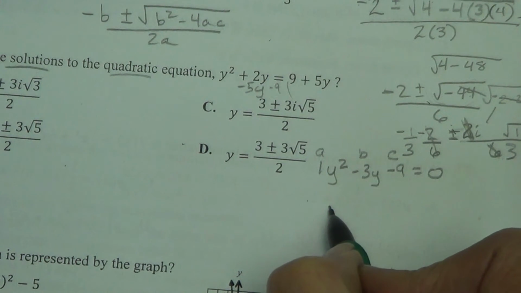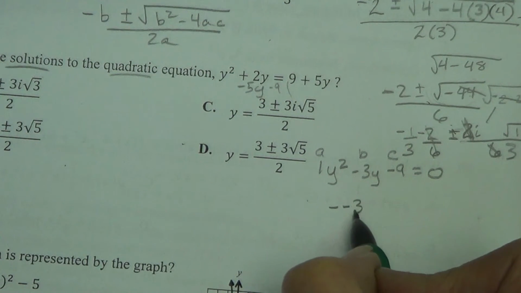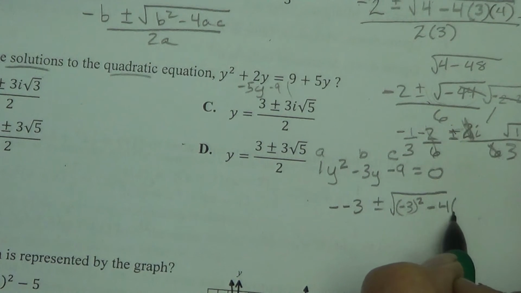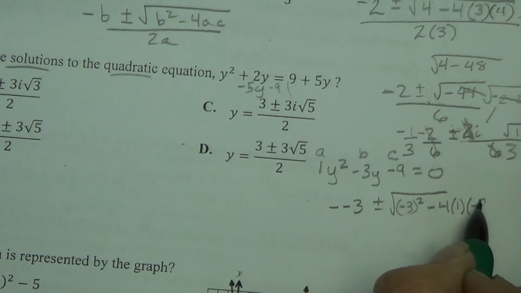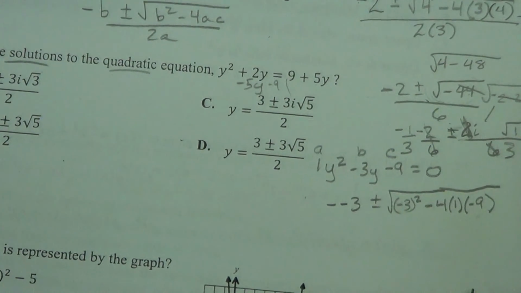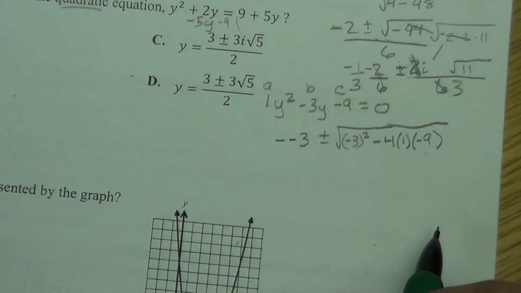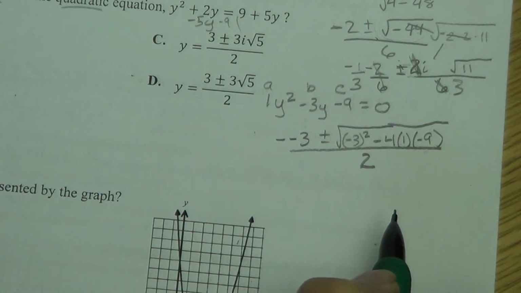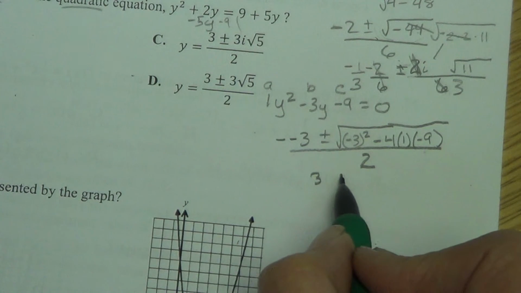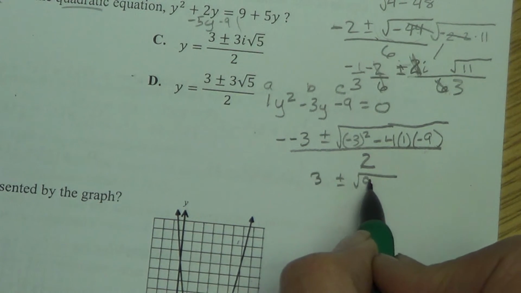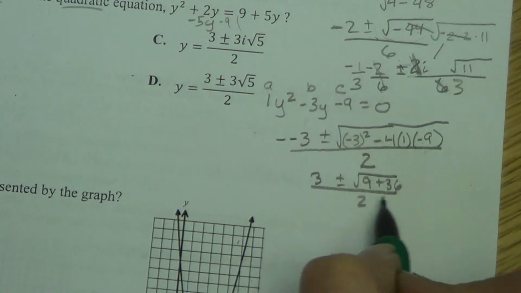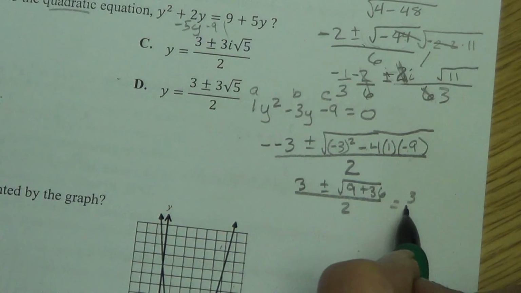So negative b, that would be a -3. Under the radical, we have b squared, -3 squared, minus 4ac, over 2a. -3 will be a +3, plus or minus. 9, negative times a negative is positive, that's 36, over 2. So we have 3 over 2.